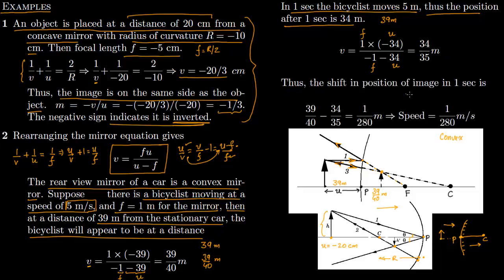So the shift in position of the image in 1 second: in the previous second it was at 39 by 40 meters, now it is at 34 by 35 meters. So the shift is 1 by 280 meters in 1 second. So the speed which appears to you is 1 by 280 meters per second. The actual speed of the bicyclist is 5 meters per second, but if you observe him in the mirror, it is 1 by 280 meters per second.